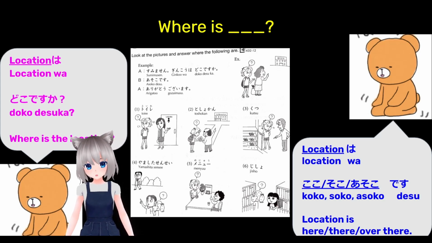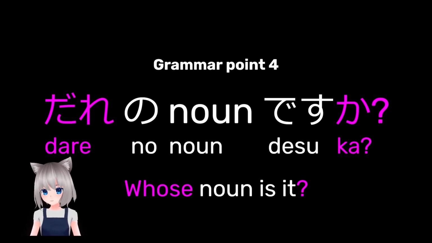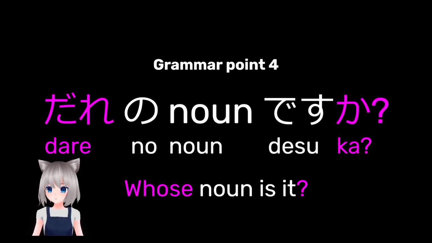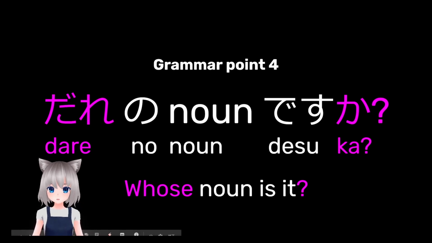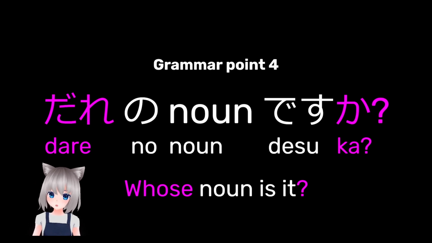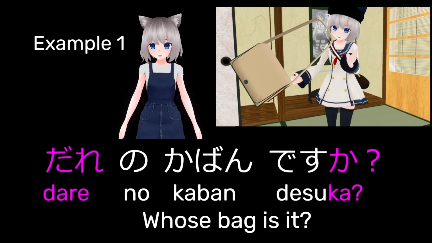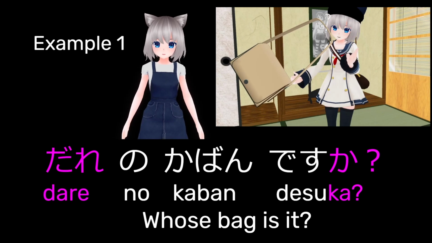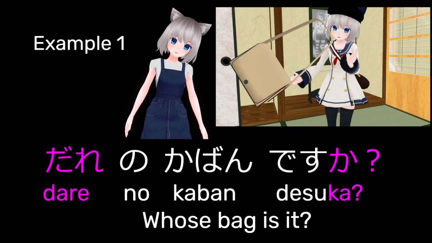I hope it went well. So we also learned about 誰の noun. Whose something is this? 誰の noun ですか? Because of the の, it has to be followed by a noun. Example, 誰のカバンですか? Whose bag is this?